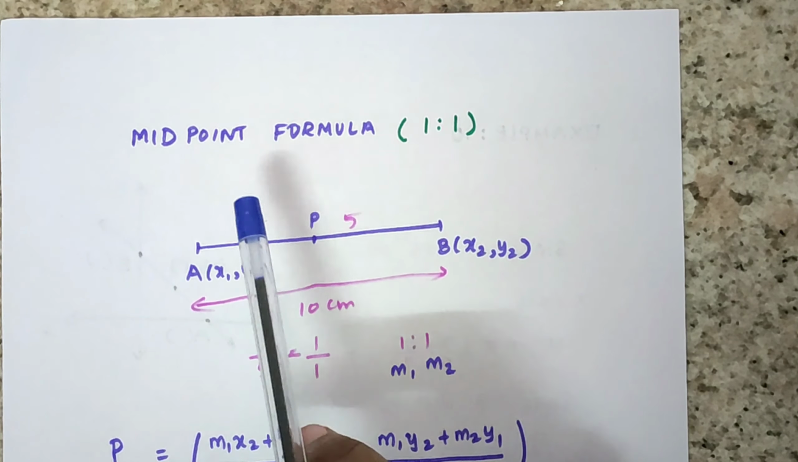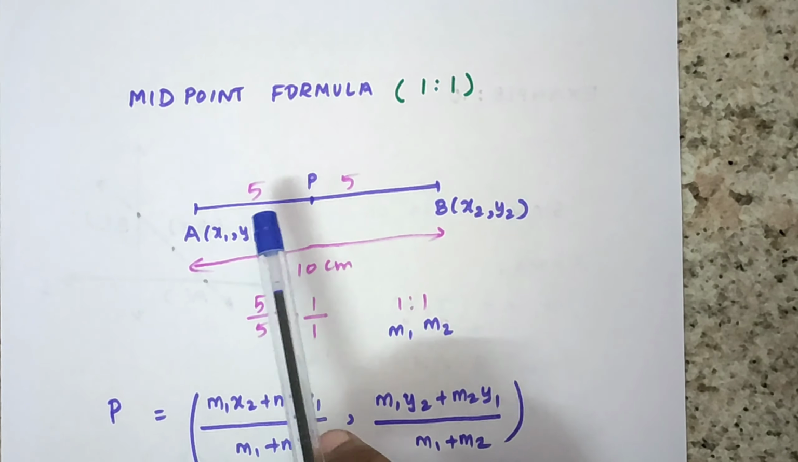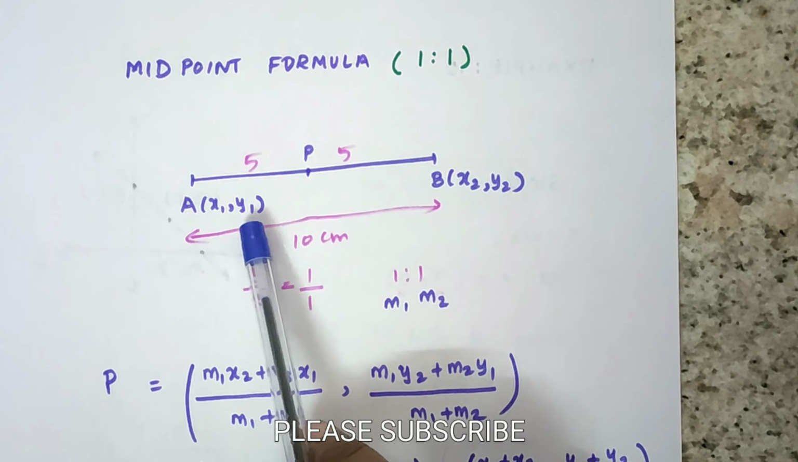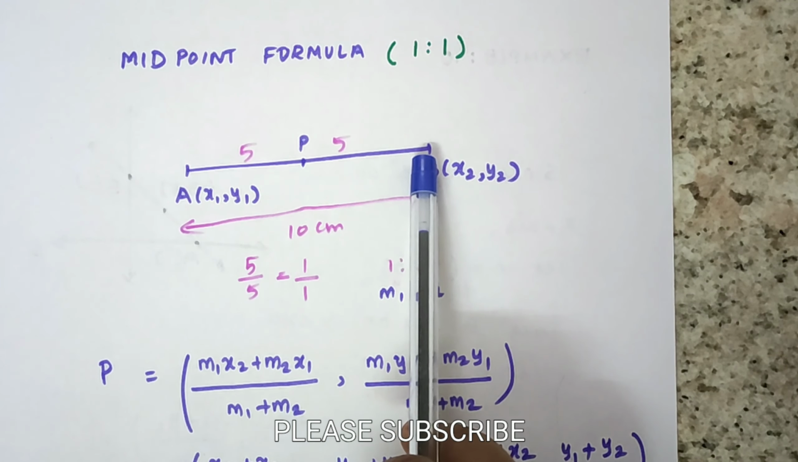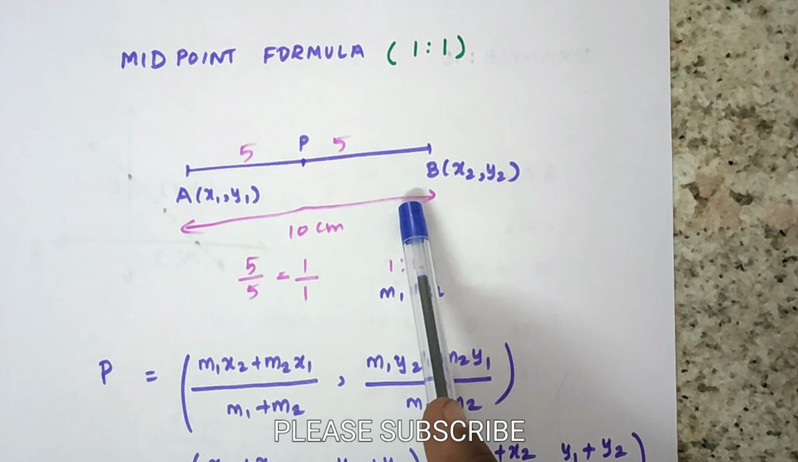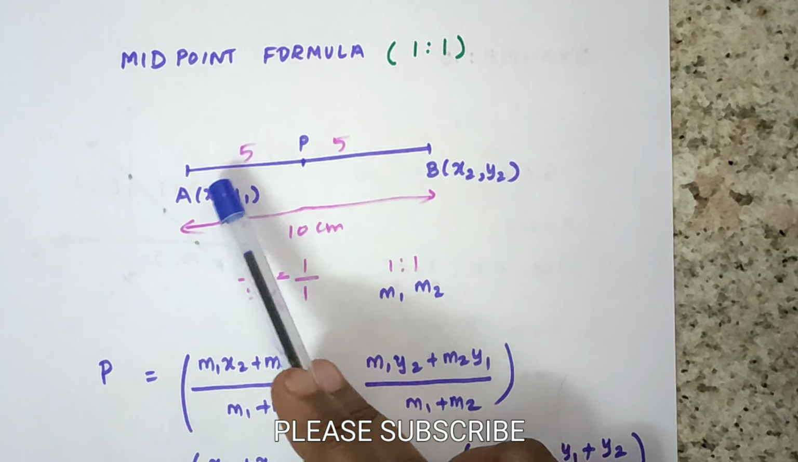In this video, we are going to see the midpoint formula. Midpoint means it divides the line equally. For example, A point is some (x1, y1), B point is some (x2, y2). If you join these 2 points, you get one line. If the length of the line segment is 10 centimeters, that middle point divides the line into 5 and 5.